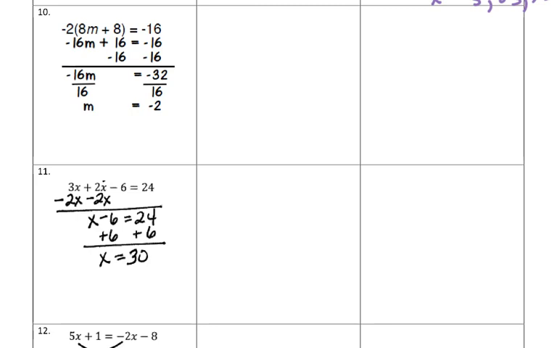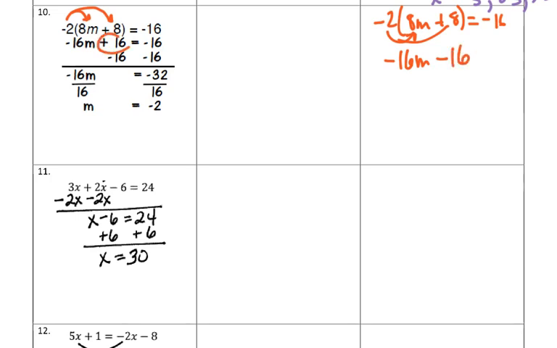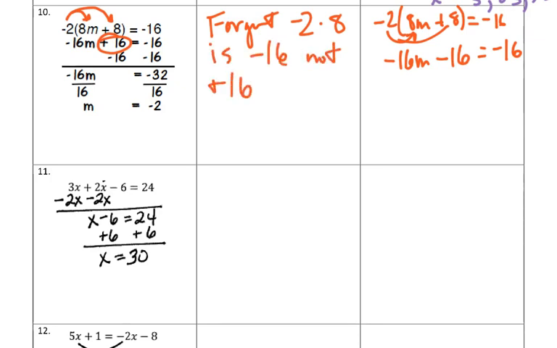So number 10, we've got negative 2 times 8m, another distribution problem. So negative 2 times 8, that is 16, right? Negative 2 times 8 is negative 16m. Negative 2 times positive 8 again would give us a negative 16. And that's where they made their mistake. Right there, is that they forgot to change that. So they forgot negative 2 times 8 is negative 16, not positive 16.